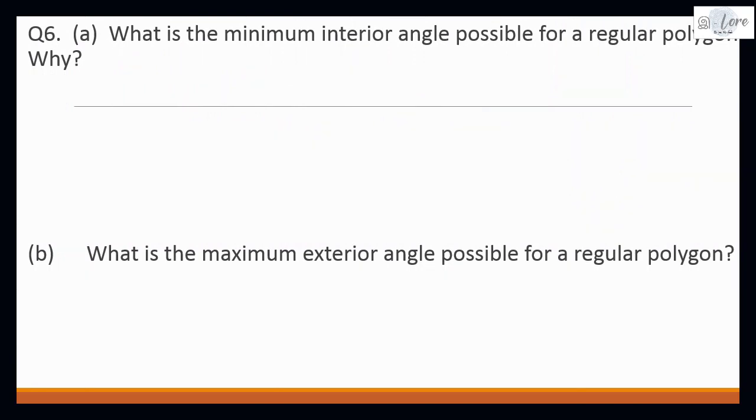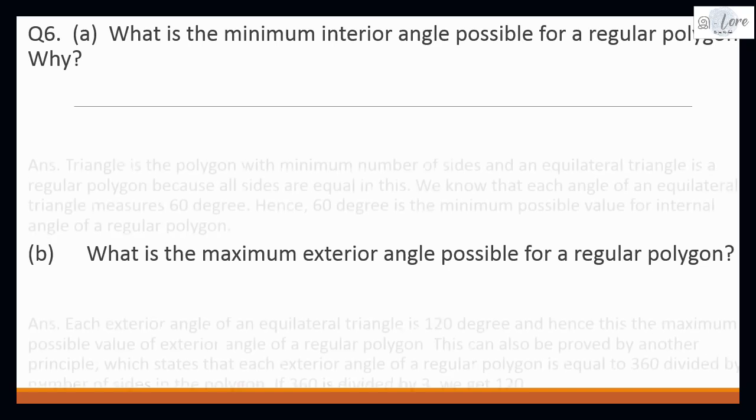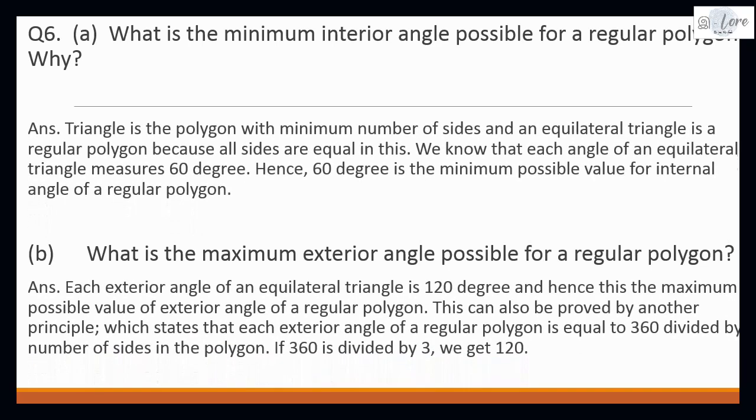Come to the next question, the final question. What is the maximum interior angle possible of a regular polygon and the exterior angle of a regular polygon? So for a regular polygon, what is the maximum interior and exterior angle? If you consider a triangle, the interior angle will be 60 degree. That is the maximum, because when the number of sides is increasing, the degree of the interior angle will be decreased. When you come to the exterior angle, the maximum will be 120.